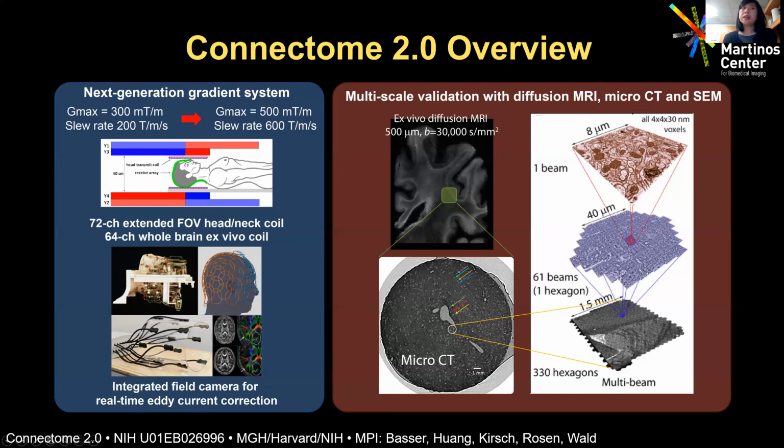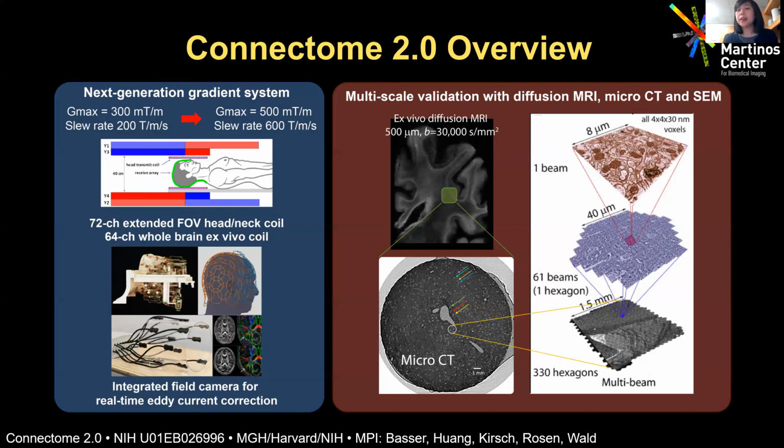Alongside the gradient technology, we are developing advanced image reconstruction and acquisition hardware and software. This includes the construction of high sensitivity RF coils. We're going to have very high channel count in vivo and ex vivo coils, as well as integrated field camera monitoring to correct for real-time eddy current distortions.